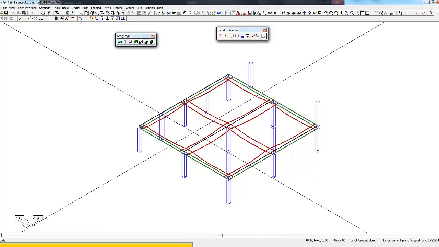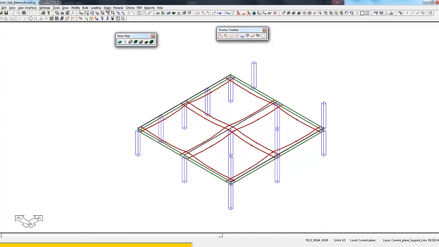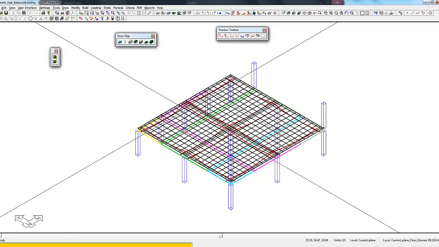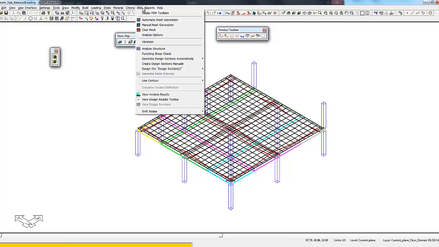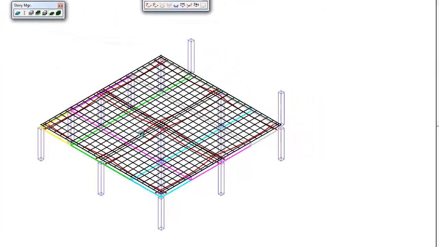And after we analyze that, we're going to go to strips. We're going to generate our design strips. So we have our design strips generated. Now we're going to go to FEM and we're going to design the design sections. So this is for a single level analysis.